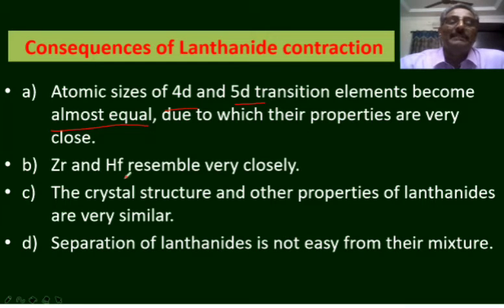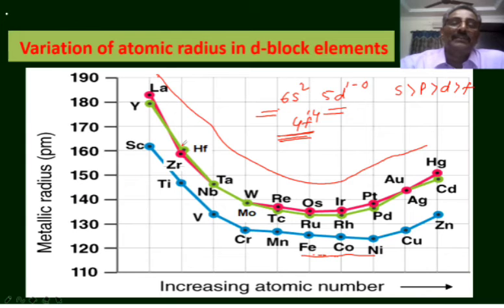And zirconium and hafnium resemble very closely. Zirconium and hafnium, in the same manner, niobium and tantalum, they resemble very closely. Tungsten and molybdenum also resemble very closely, as their atomic radii are almost similar.